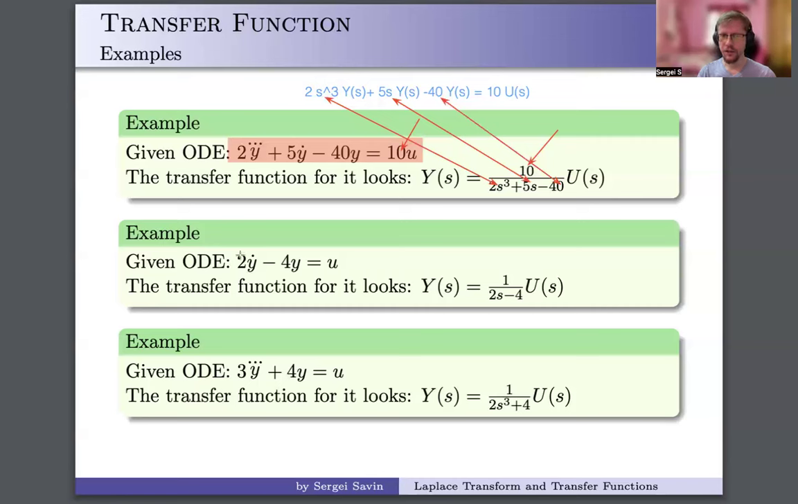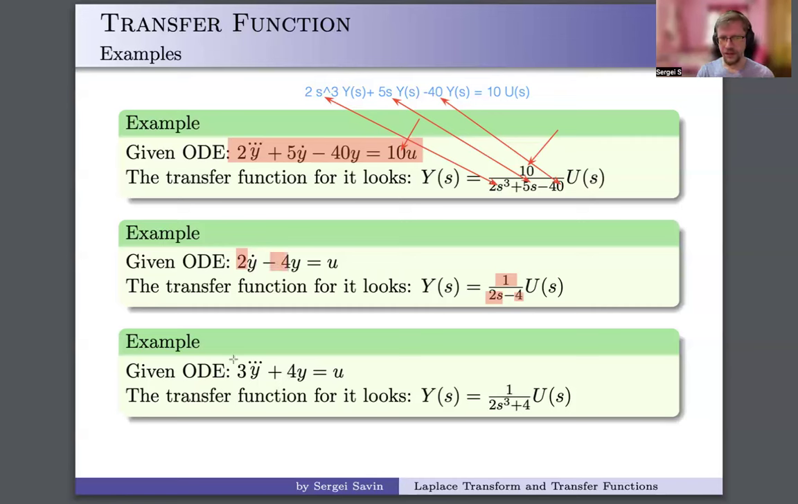So 2y dot minus 4y equals u. The transfer function is 1 in the numerator and 2s minus 4 in the denominator. 2s because of 2 and the first derivative, minus 4 because 0 derivative times minus 4. Right?